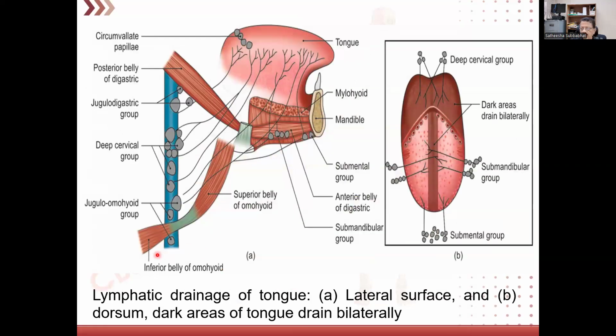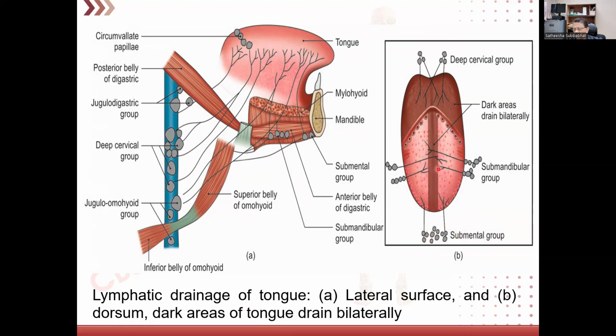So the tongue is important as far as the clinical aspect is concerned, because the understanding of lymphatic drainage of the tongue is very important. So it's further divided into the different parts. So you can see the tip of the tongue, the lymph drains into submental group of lymph nodes unilaterally.